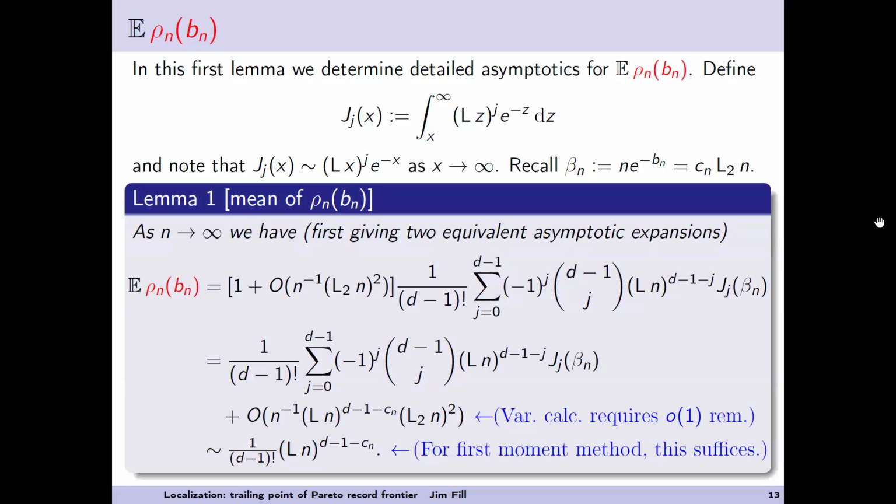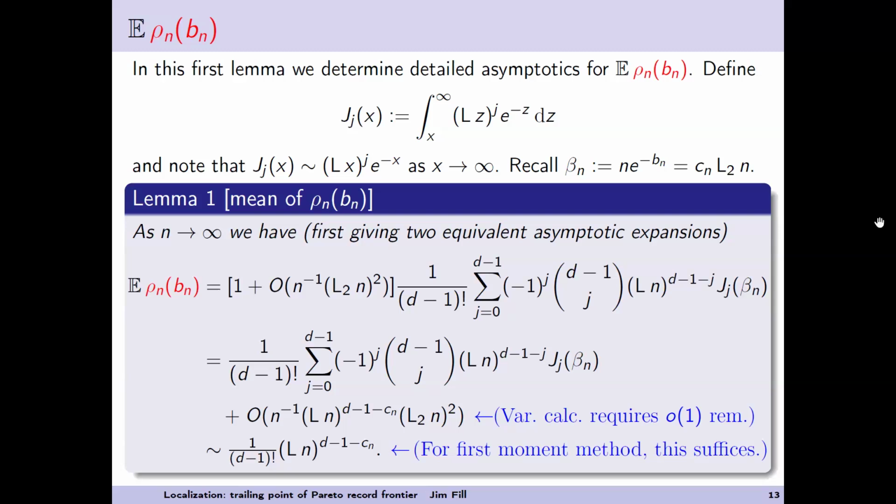Okay, this may be the last slide I have time to show. I might have a little more time, but we'll see. So, the expected value of rho n of b n. How does it turn out? Let me skip for the moment what's written up here and go down to the lemma. What is the mean of rho n of b n? The claim is it's given by this, or equivalently this, asymptotic expansion.